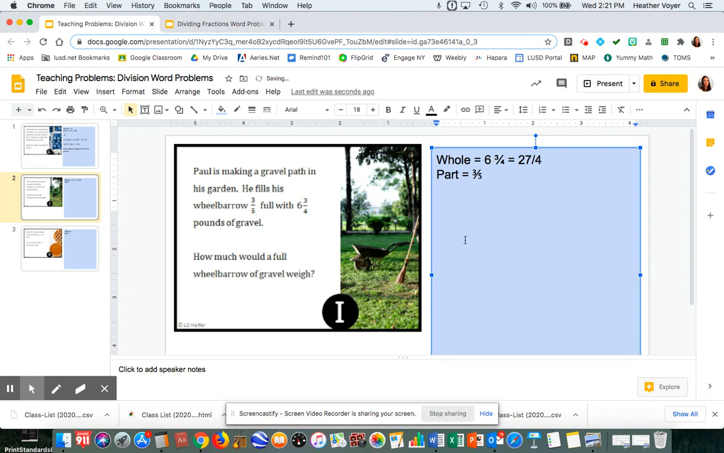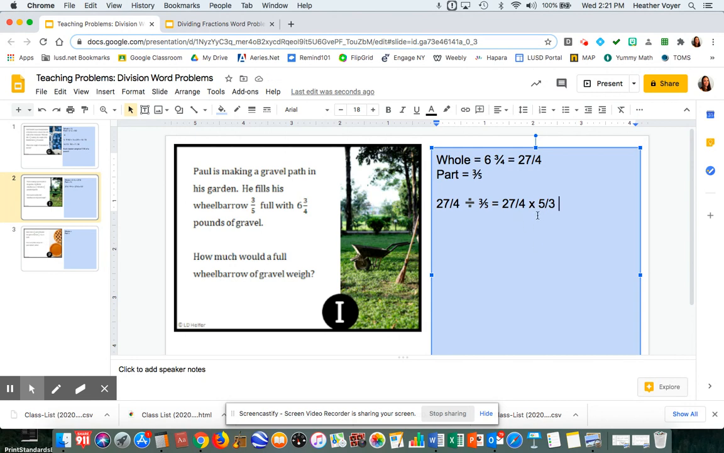All right, let's write our division sentence then. So I'm going to be dividing 27/4 divided by 3/5. All right, and we can keep it, change it, and flip it. So we're going to keep that 27/4. We're going to change that division to a multiplication symbol, and then I'm going to flip 3/5 to become 5/3. All right, let's work this out. Let's see what we get.